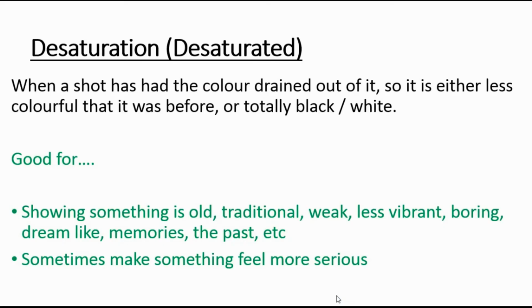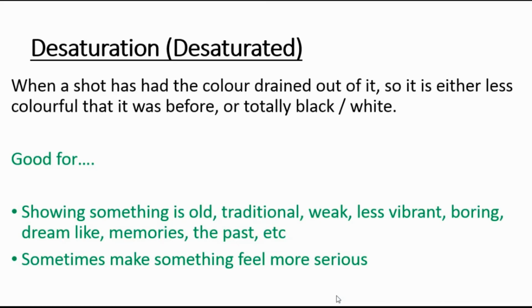Often used for making something seem old and traditional. If you want to show that somebody is weak or less vibrant or very boring, you might desaturate the shot. Sometimes they'll use desaturation if they're trying to make something seem like a dream or a memory or the past, because it helps us to see the difference between present day and the dream sequence or the memory sequence. And sometimes desaturating something can make it seem more serious. So a black and white photo or a black and white moving image shot sometimes seems more serious than one that's in colour.